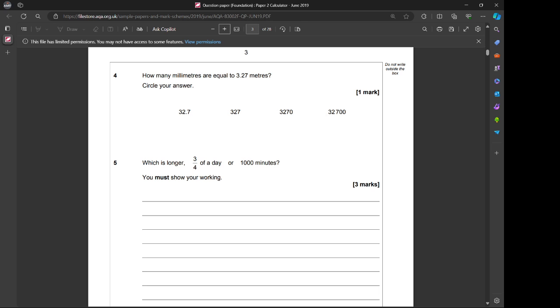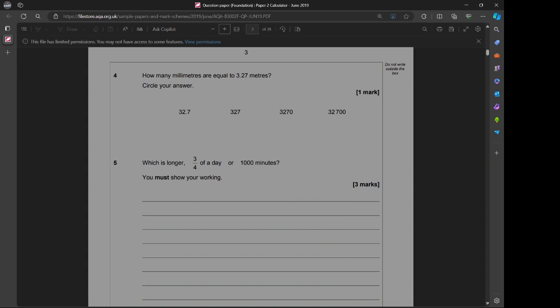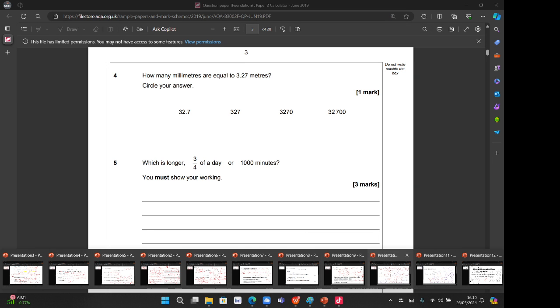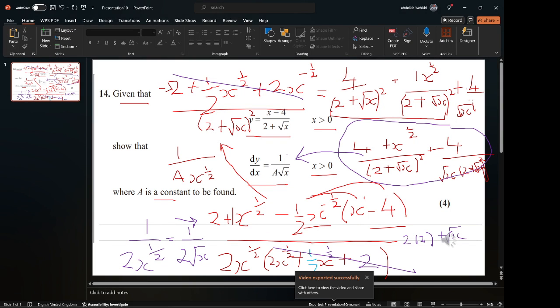Question number 4. Type in ready when you're ready and we can talk about it, guys. I'll try and screenshot this onto a PowerPoint so I can edit it, if it will let me.